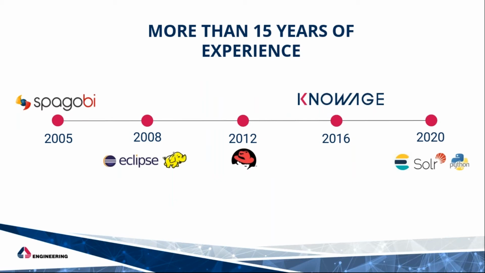But what is the origin of Knowage? In 2005, Spago BI was born, and Spago BI was the first version of what we now call Knowage. Then we will have the first collaboration, first with Eclipse and Hadoop, and then with Redux.